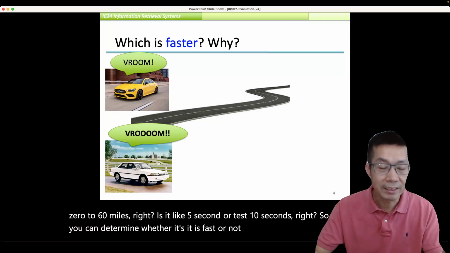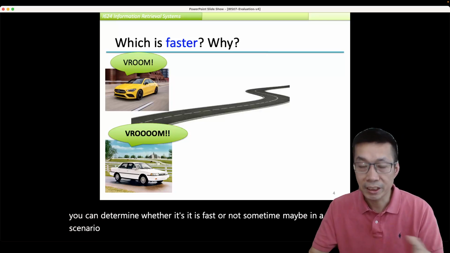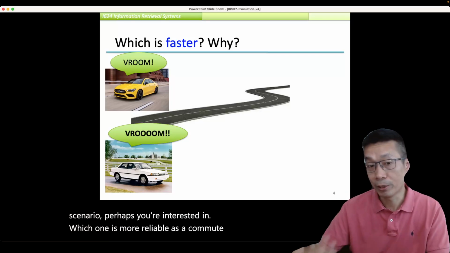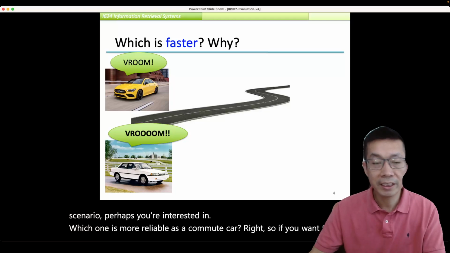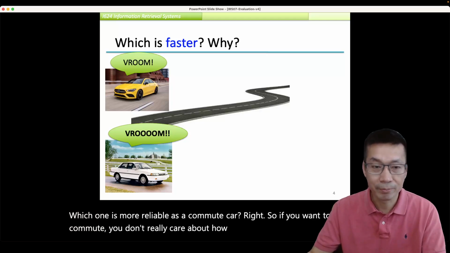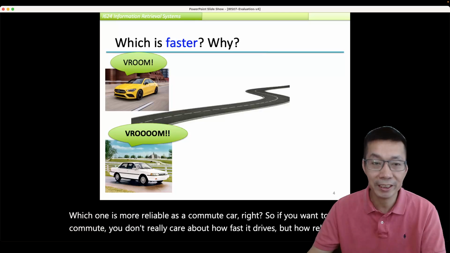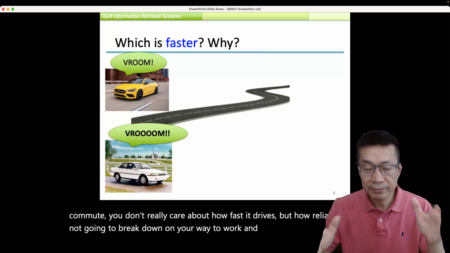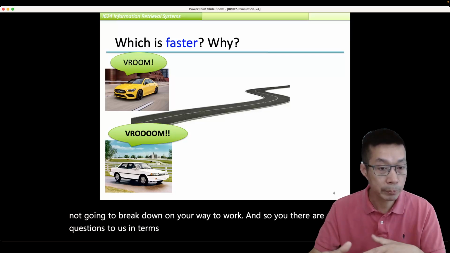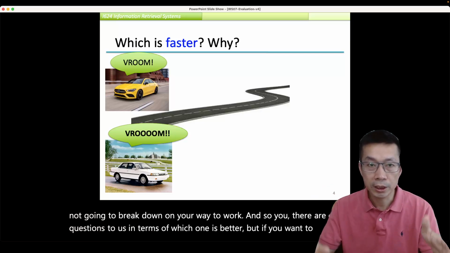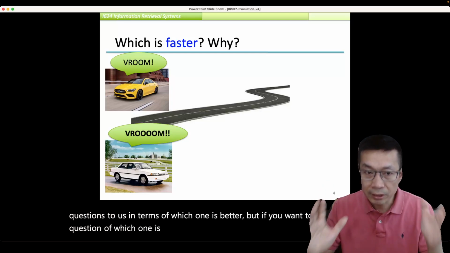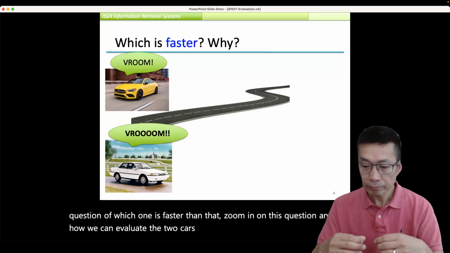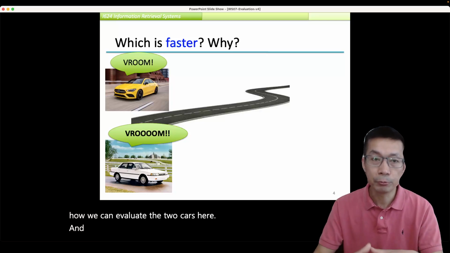Sometimes in a different scenario, perhaps you are interested in which one is more reliable as a commute car, right? If you want to use a car to commute, you don't really care about how fast it drives, but how reliable, right? It's not going to break down on your way to work. So there are different questions to ask in terms of which one is better. But if you want to focus on the question of which one is faster, then let's zoom in on this question and determine how we can evaluate the two cars here and determine objectively which one is better.